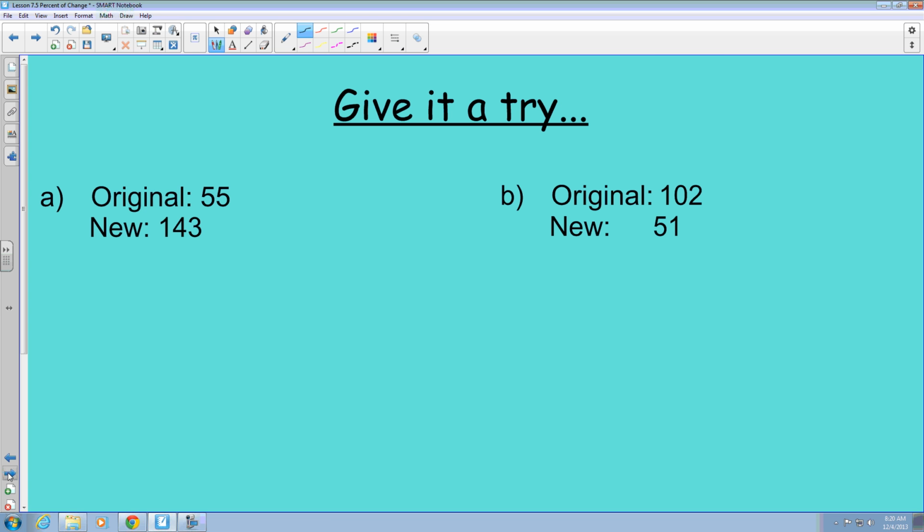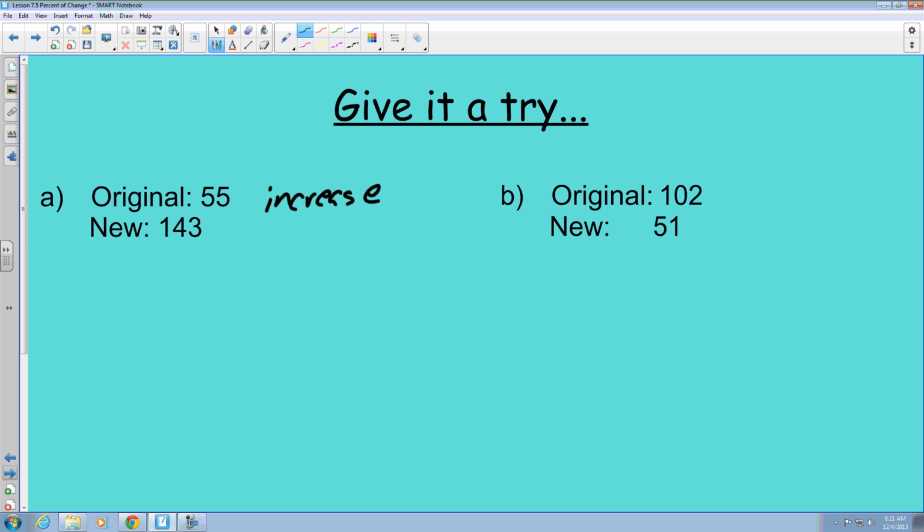If you want to give these a try on your own, pause the tape and see if you can do them, and then I will do them and see if you got them correct. So looking at this, I want to know if it's an increase or decrease. Since the new number is larger than the original, this is considered an increase, for example A.